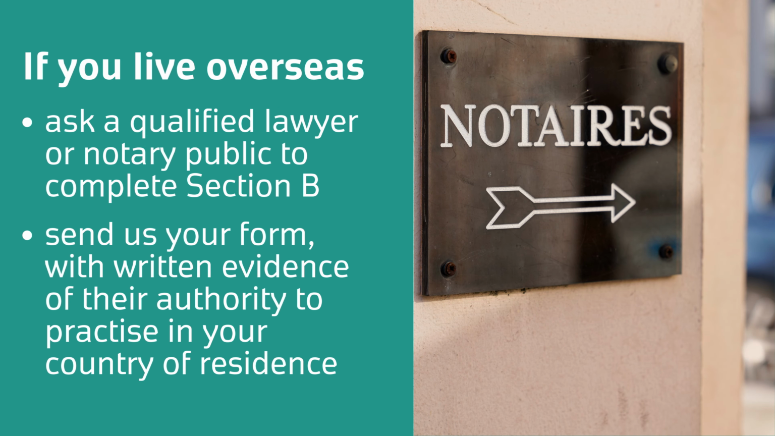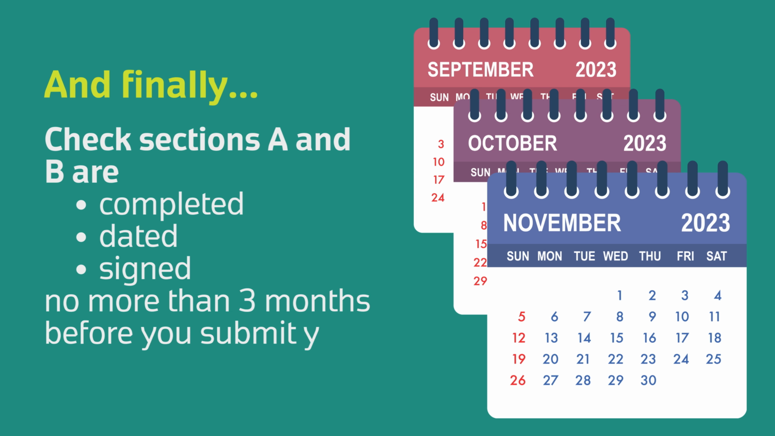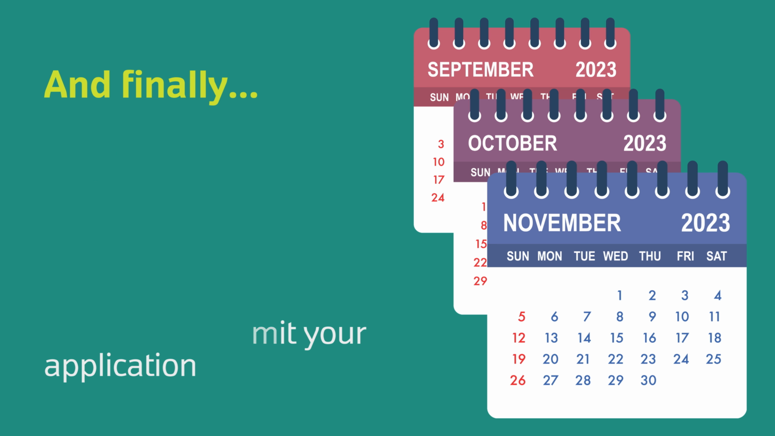Where a person is resident overseas and it is not possible for a UK-based conveyancer to verify their identity, a lawyer or notary public qualified to practice in the person's country of residence should complete Section B. You'll need to send us written evidence of the lawyer's or notary's authority to practice in their jurisdiction along with the completed form. Both sections A and B of the form must be completed, dated and signed no more than 3 months before the application is submitted to Land Registry.